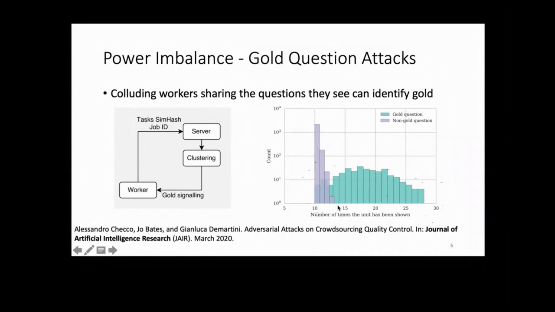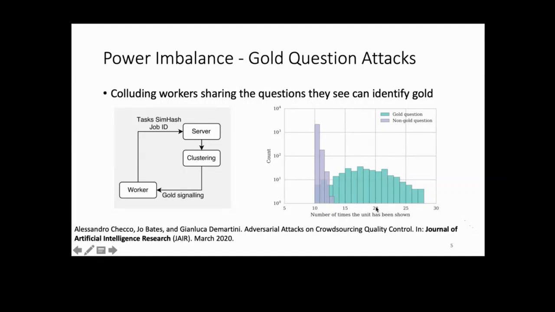As soon as a question is observed more than 10 times by different workers, that's very likely to be a gold question, and the system can highlight them to workers, and now workers can only focus on the gold questions and become more efficient, make more money per hour, increase their earnings without necessarily providing the data quality that the requester requires. So this is very interesting, right?